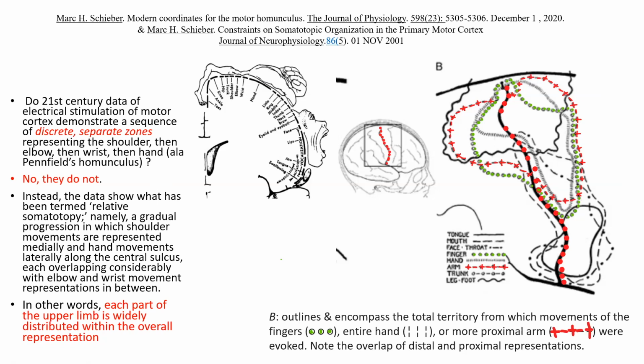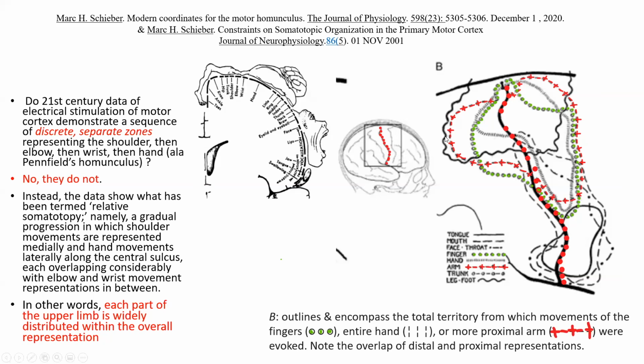And he says, no, they do not. Instead, the data show what has been termed relative somatotopy, namely a gradual progression in which shoulder movements are represented medially and hand movements laterally along the central sulcus, each overlapping considerably with elbow and wrist movement representations in between. In other words, each part of the upper limb is widely distributed within the overall representation.